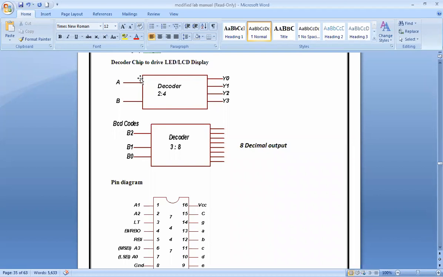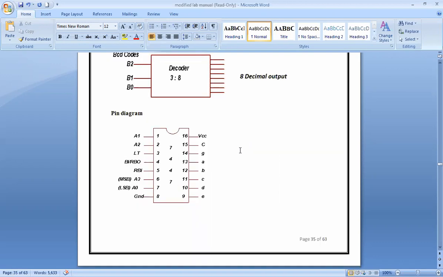In order to get that function done, we have this decoder component, and then we even have your decoder 3 to 8. As you all know, it's 2 raised to n, so 2 raised to 3 gives you 8 decimal outputs. This is your pin diagram wherein A0, A1, A2, A3 are all your inputs. Can you tell me what is this LSB and MSB?